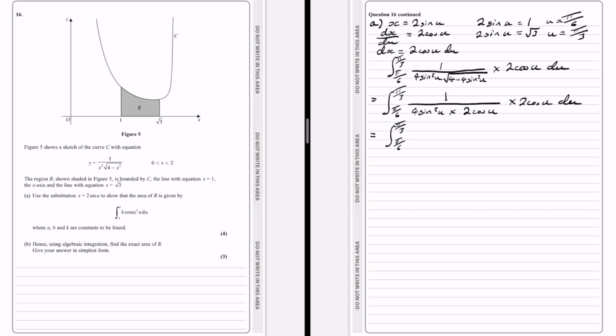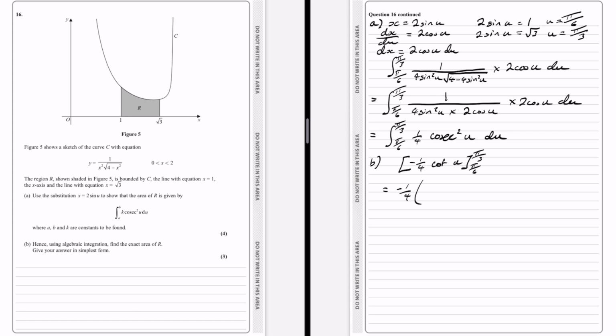And so we're left with the integral between pi over 6 and pi over 3 of 1 over 4 sine squared u, but that's of course a quarter cosec squared u, to write it in the form that the question wanted us to. Cosec squared u will integrate to minus cot u. You get that in the formula booklet if you forget it. So it's going to integrate to minus a quarter cot u between pi over 3 and pi over 6.